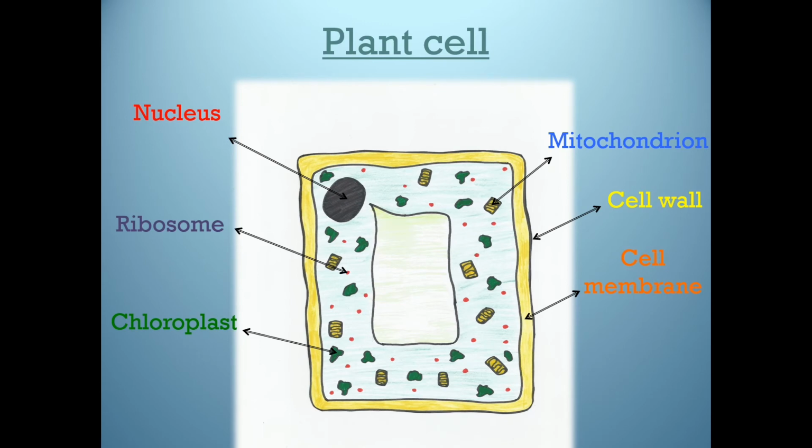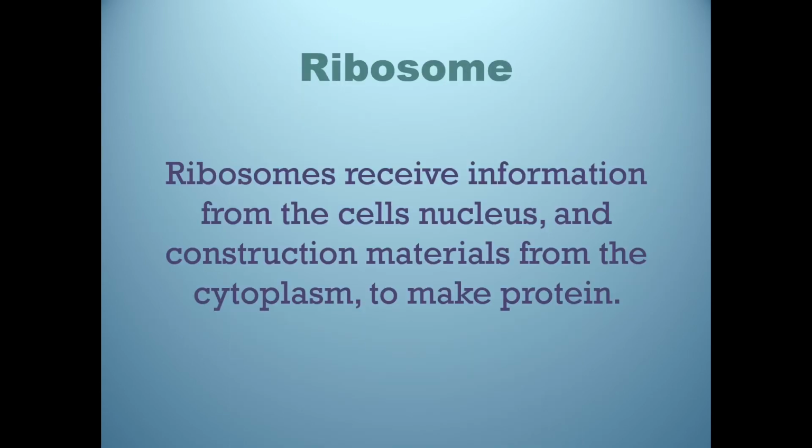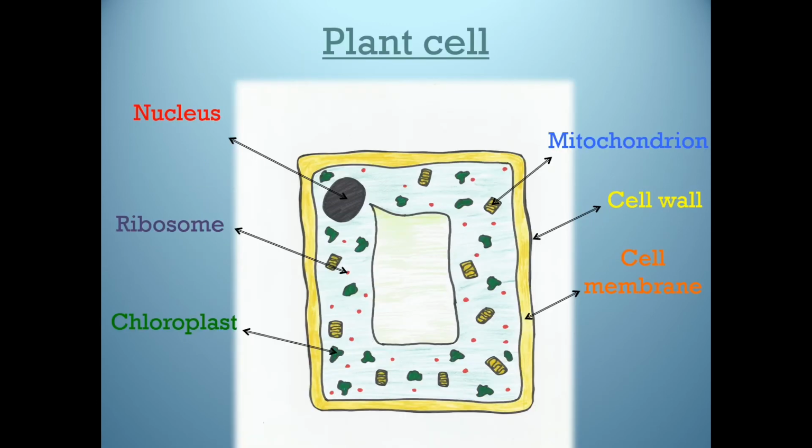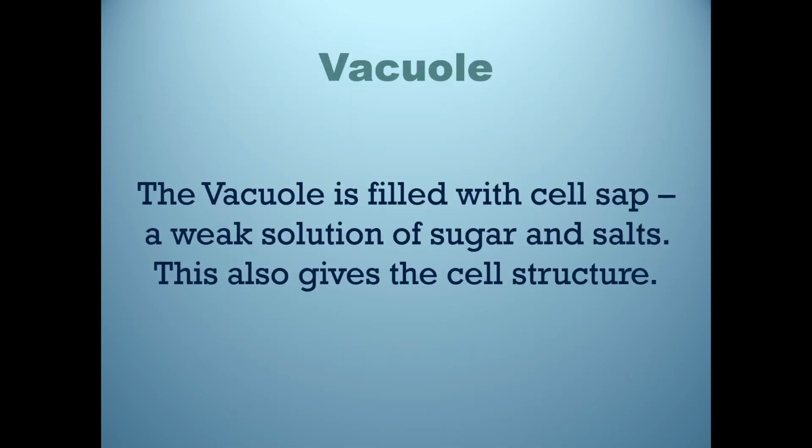Ribosome. Ribosomes receive information from the cell's nucleus and construction materials from the cytoplasm to make protein. Vacuole. The vacuole is filled with cell sap, a weak solution of sugar and salts. This also gives the cell structure.